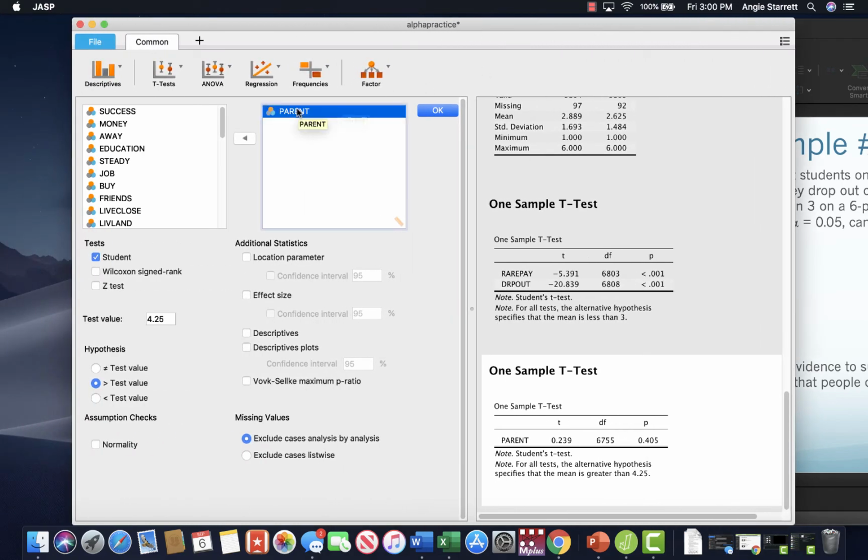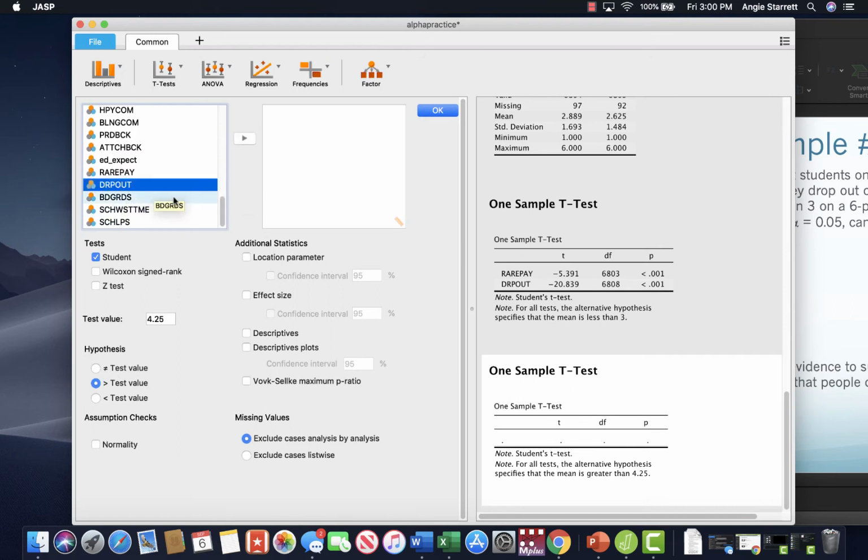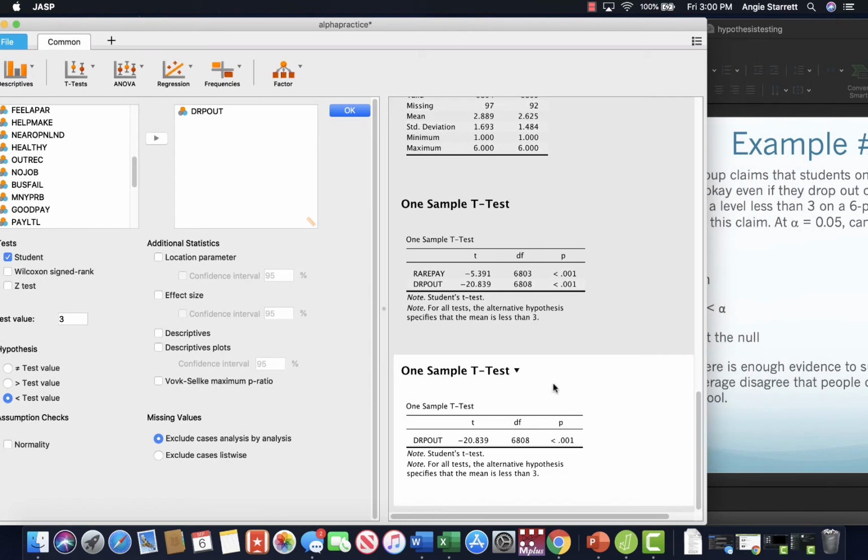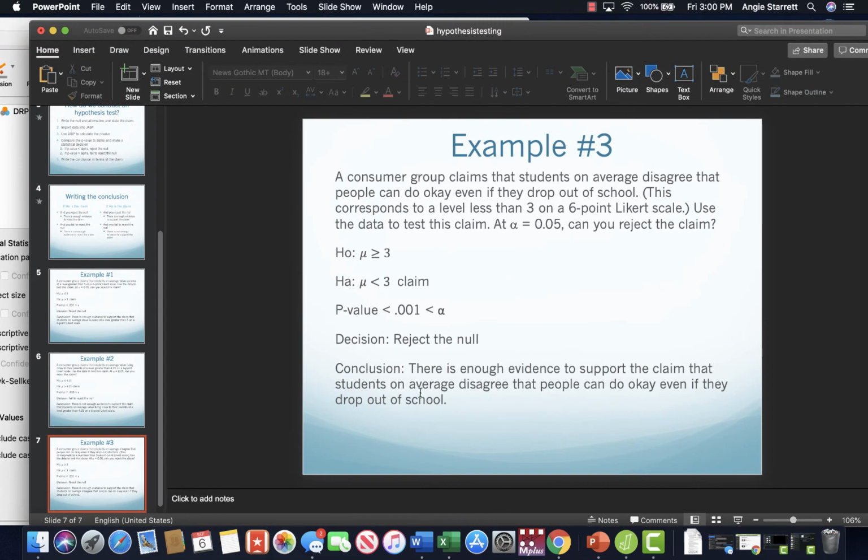This is a school value item. So if we go back, we removed parent and just scroll down, and we're looking for dropout. And there we go. See dropout towards the bottom. We're going to move that over. We're interested in testing at a value of 3 and less than. And we see our p-value here of less than 0.001. It is clearly less than alpha.